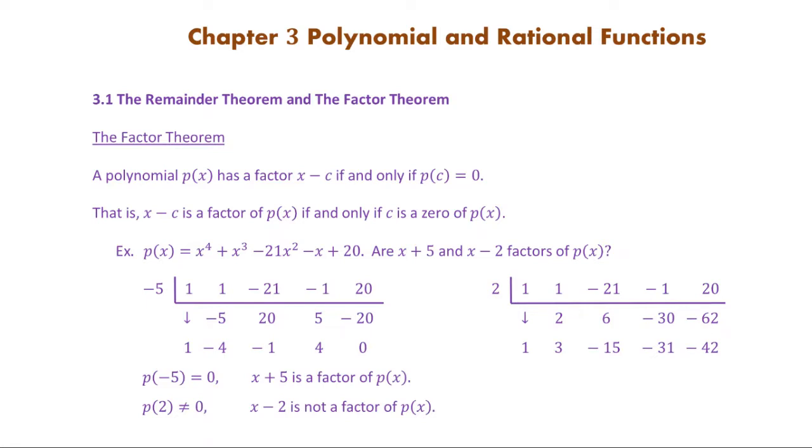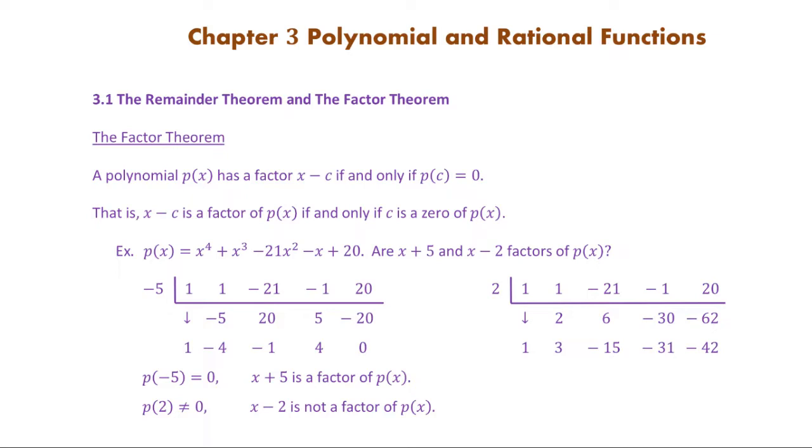And then you multiply negative 4 with negative 5, you get positive 20, and put it down under negative 21, and add negative 21 with 20, you get negative 1. And then you multiply negative 1 with negative 5, you get positive 5, and put it under negative 1. And then add negative 1 with 5, we get a 4. And then multiply 4 with negative 5, you get negative 20. And put that below 20. So you add 20 with negative 20, you get 0. So we do get 0 remaining here, or p of negative 5 equal to 0, right? So that means x plus 5 is indeed a factor of p.